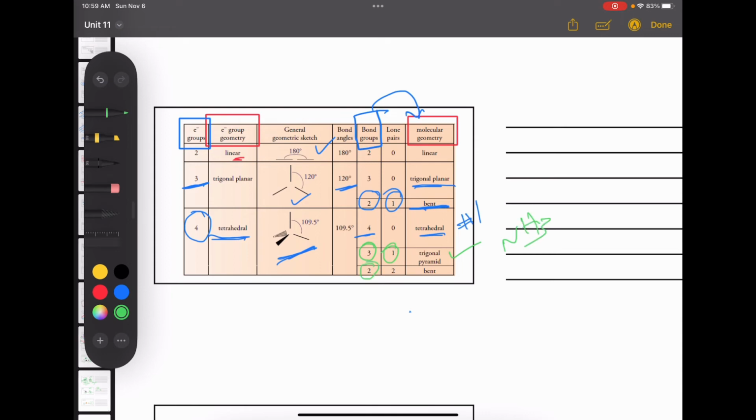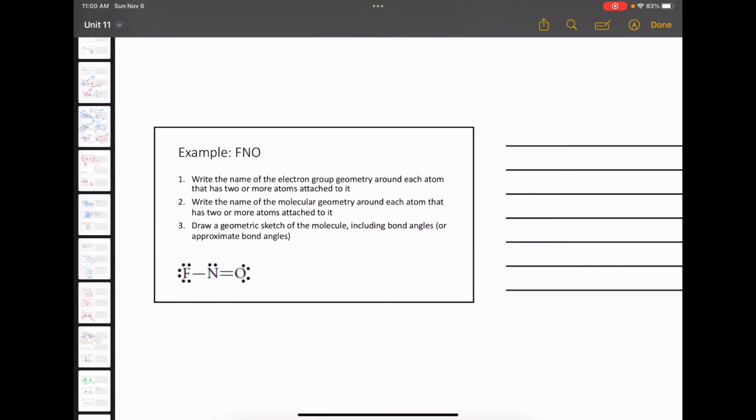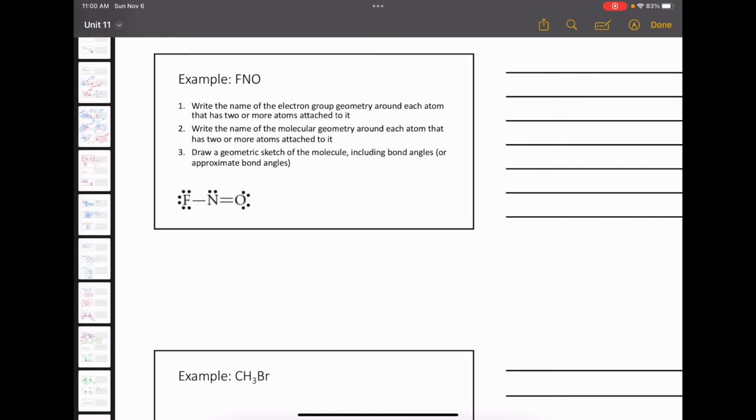If you have 2 bonding pair and 2 lone pair, it will be bent, something like H2O. So this is case number 2. This is case number 3. Everything on the exam is going to be coming from this table. So if you know how to use this table, I don't see any reason why you are unable to answer the geometry questions. Let's do an example together.